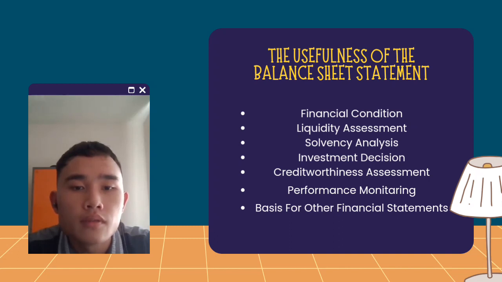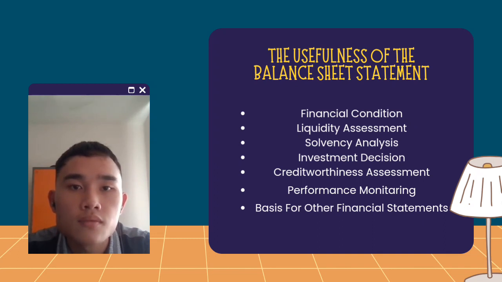The usefulness of the balance sheet statement. A financial statement called a balance sheet gives a quick overview of a company's financial situation at a certain point in time. It is an essential part of financial reporting. It provides a summary of a company's assets, liabilities, and shareholders' equity. There are various uses for the balance sheet statement. Here I stated 7 points of them.